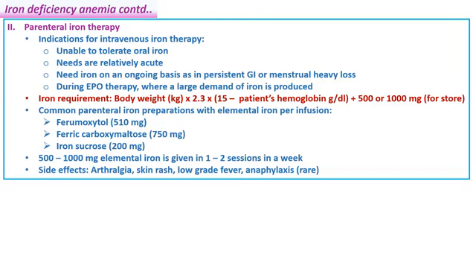Iron requirement calculation. The formula is body weight in kg times constant factor 2.3 times 15 minus patient hemoglobin in grams per deciliter, plus 500 to 1000 milligram for store replacement. Common parenteral iron preparations with elemental iron per infusion: ferumoxytol, elemental iron 510 milligram, ferric carboxymaltose, elemental iron 750 milligram, iron sucrose, elemental iron 200 milligram.